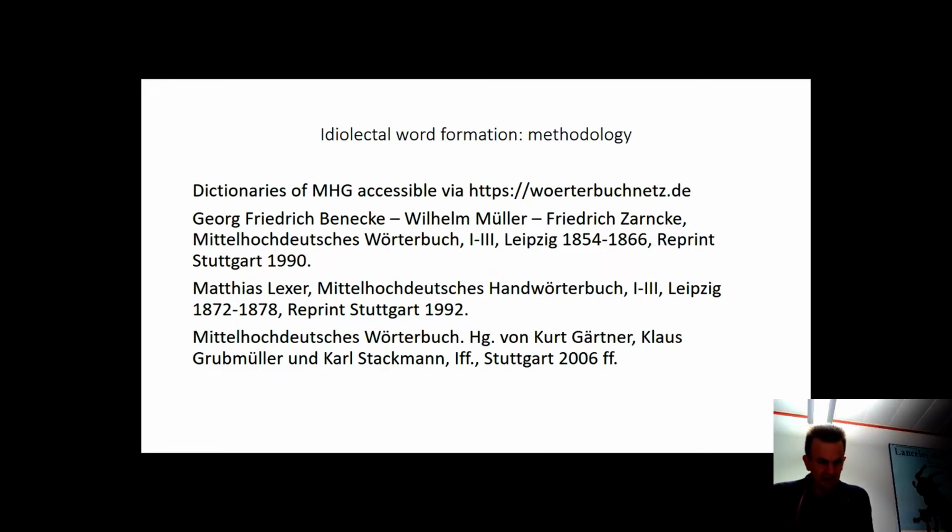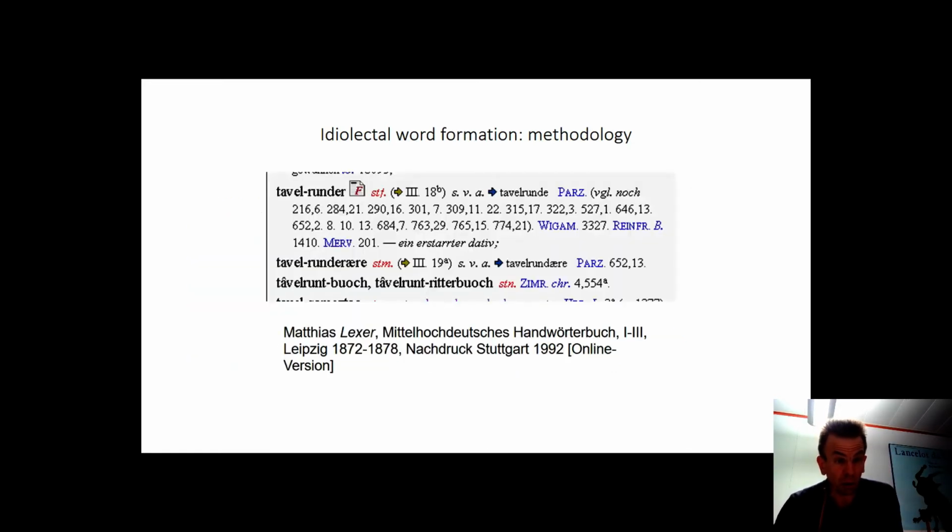If we check any new formation attributed to Wolfram or suspected to have belonged to his idiolect, such as the already mentioned Tafelrunde Rähre, in one of these dictionaries available online, such as Lexer's Handwörterbuch, as you can see here, we find that this formation, at least according to the quotations listed, actually happens to occur for the first and only time in Wolfram's Parzival. Until a further, earlier occurrence is proven, we can therefore regard it as part of Wolfram's idiolectal word formation.